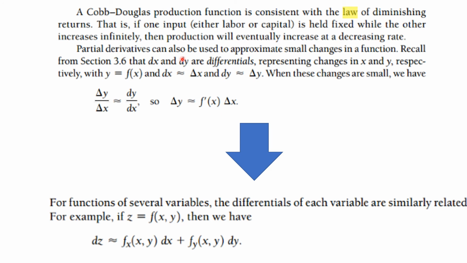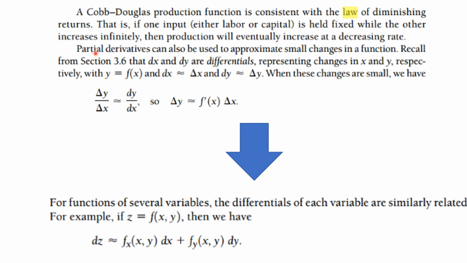Now there are diminishing returns, as we talked about there, because when either labor or capital is fixed and the other increases, eventually the production will increase at a decreasing rate. You get less bang for the buck the further you go out in the function.